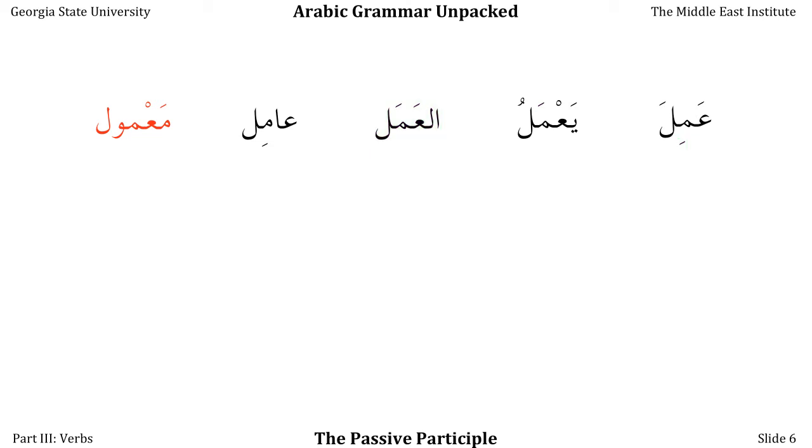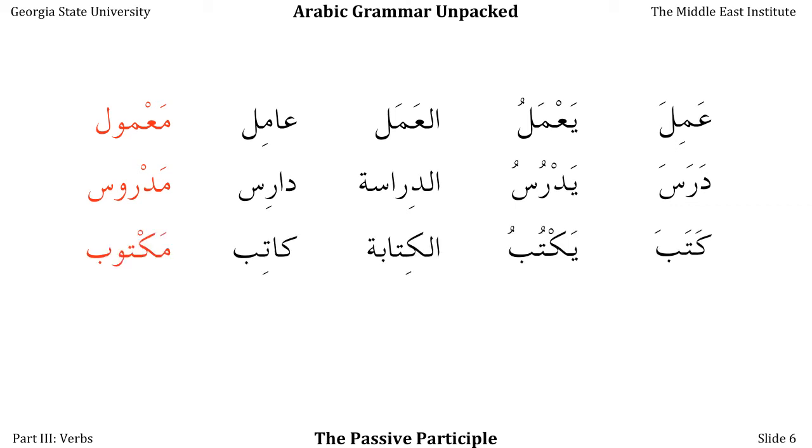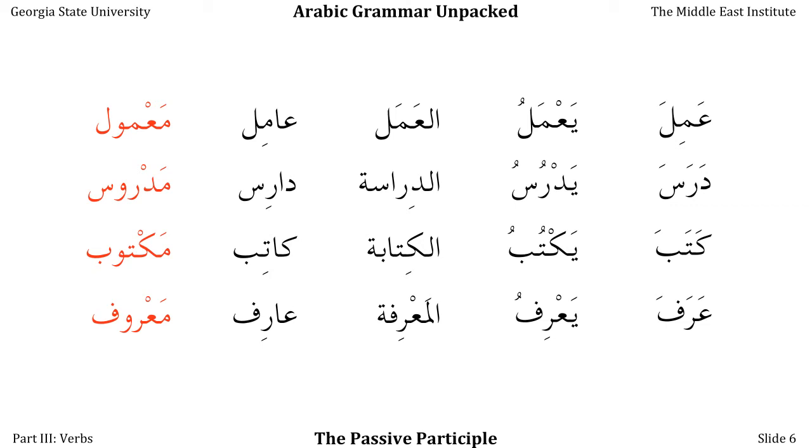But the ism maf'ul can. It always uses the same form. We have a prefix of mim with a fatha, then we have the first root letter with sukun, the second root letter, long vowel waw, and the third root letter. So amila becomes ma'mul, something that has been worked. Darasa becomes madrus. Kataba becomes maktub, something that has been written. And arafa becomes ma'ruf, something or someone that has been known or is well known, we would say in English.